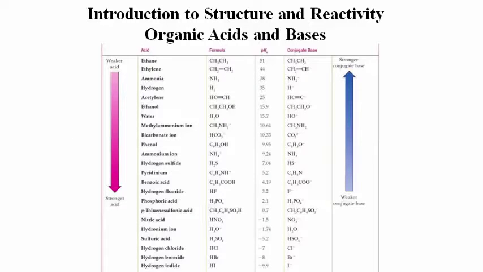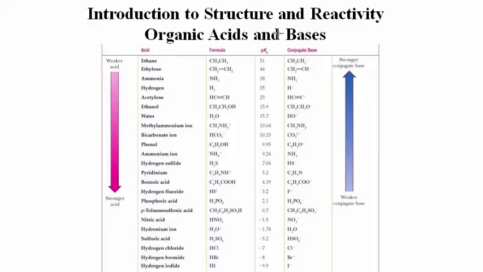I'm showing here a table that depicts the pKa values for some organic and inorganic acids. As you go down this list, you're increasing the acidity. As you go up this list on the right-hand side, you're going from weaker conjugate bases to stronger conjugate bases. In this table, we have the acid name, its conjugate base form, and the pKa value.